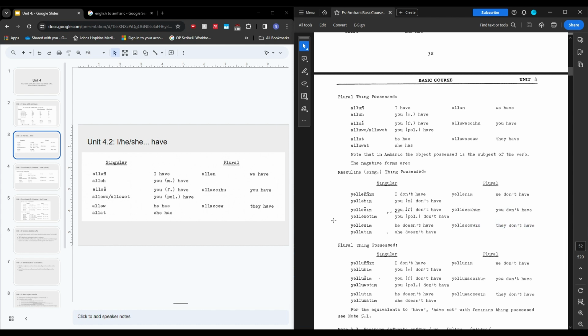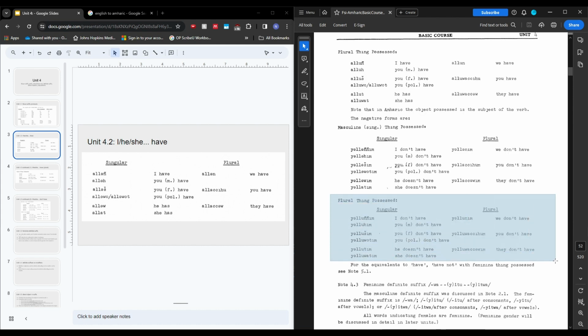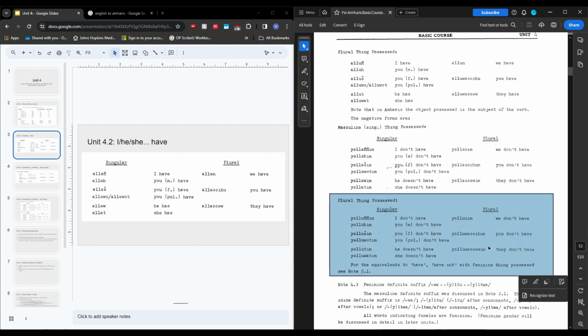So sometimes there is a difference between he and it. Yellum by itself, pretending yellum is in this box, means that it's not there. And then yellowim is a different word because it has this W added to it, and it means he doesn't have. And then the same sort of logic is applied to the plural versions of those words.